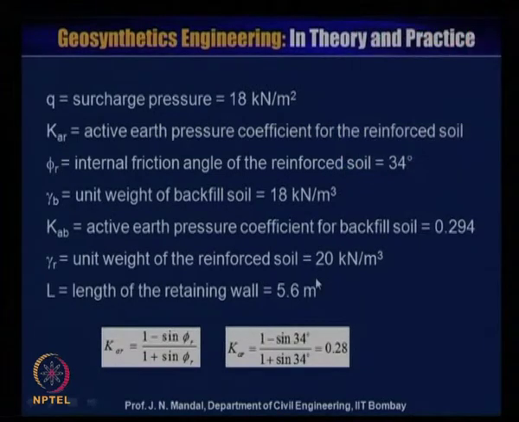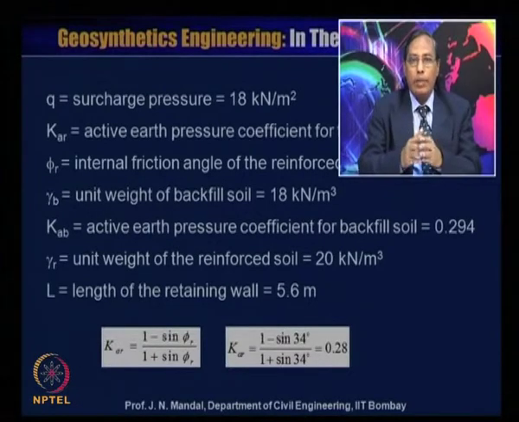Now, here you know K AR is 1 minus sin phi R over 1 plus sin phi R, where phi R is given, that is the internal friction angle of the reinforced soil, 34 degree. So you can calculate K AR as 1 minus sin 34 over 1 plus sin 34, which is 0.28. So K AR is equal to 0.28. Now Q, the surcharge pressure, is given as 18 kilonewton per meter square. K AR is equal to the active earth pressure coefficient of the reinforced soil.